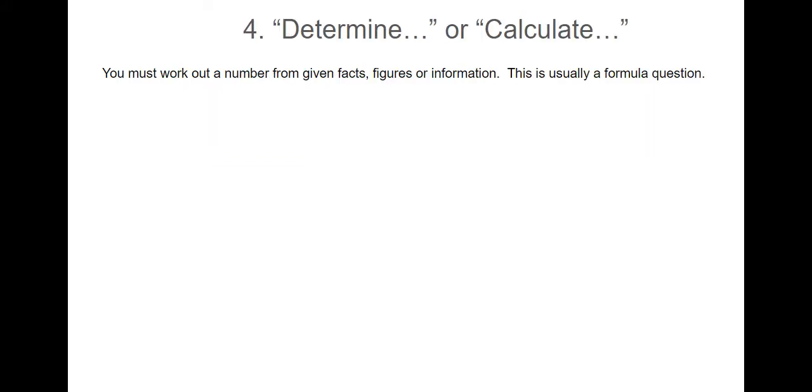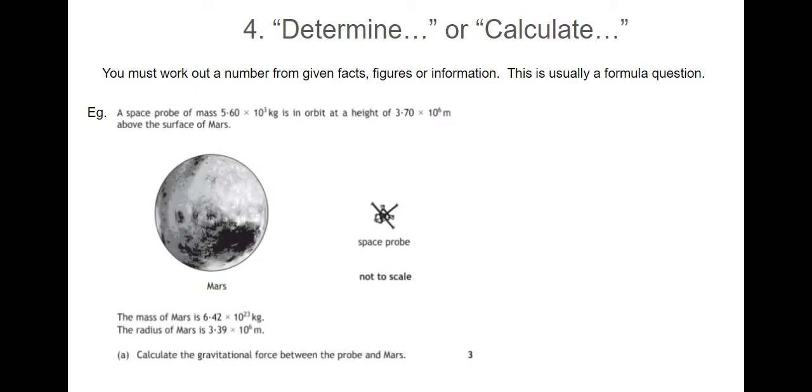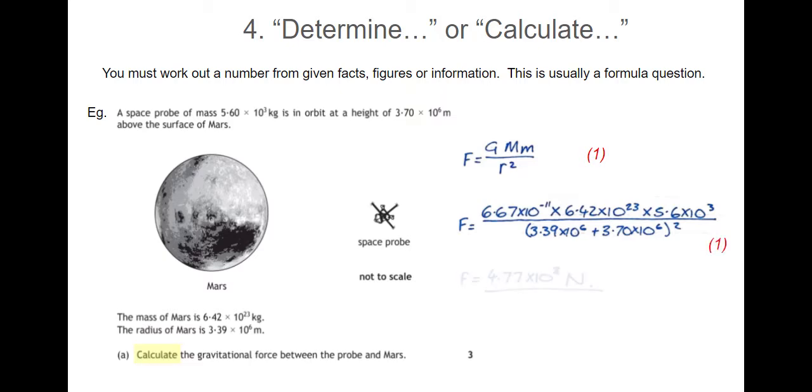Number 4, determine or calculate. This is the sort of question where you have to work out a sum. For example, calculate the gravitational force between a space probe and Mars. I'm given the data in the question that I need. I also need the gravitational constant, which is in the data sheet inside the front page of the exam. So I put down my formula, I put the numbers into the formula, I work out the answer. 3 marks, bish bash bosh.